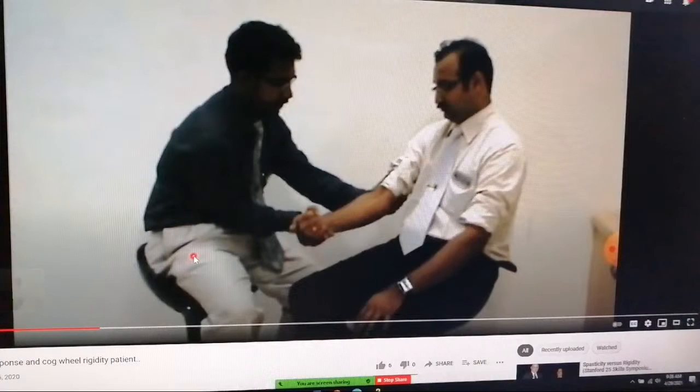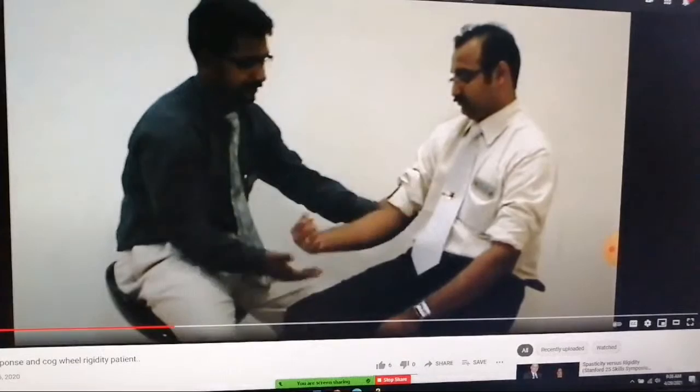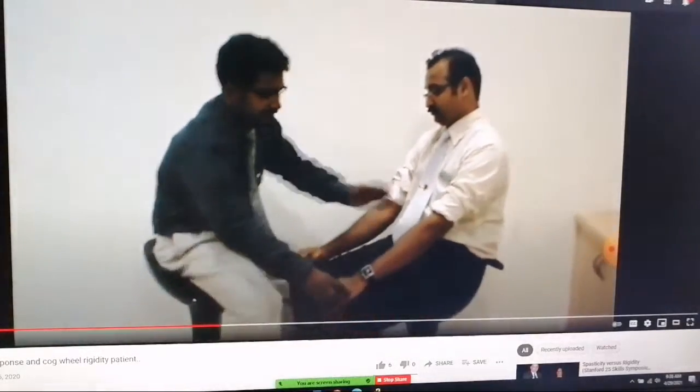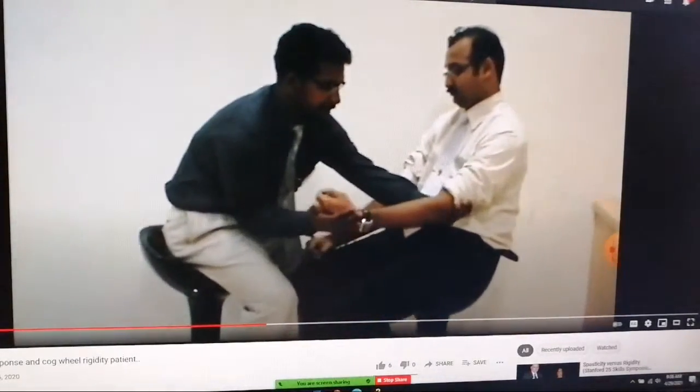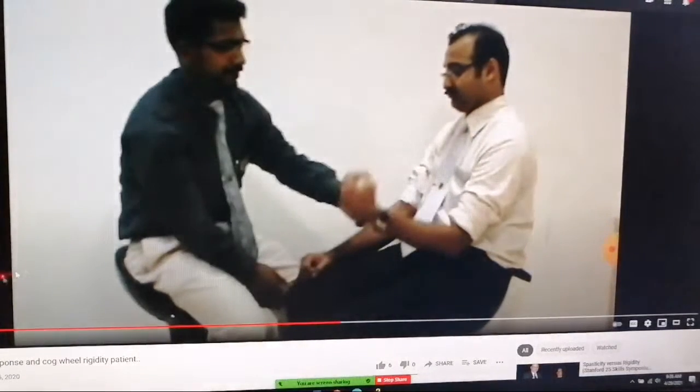So he basically is asked, he will passively flex his elbow. Okay, he's about to passively flex. There's resistance, and then right at the end the resistance goes. So again he demonstrates flex, resistance, and then it just goes. Okay, this is clasp knife rigidity or response or reflex.